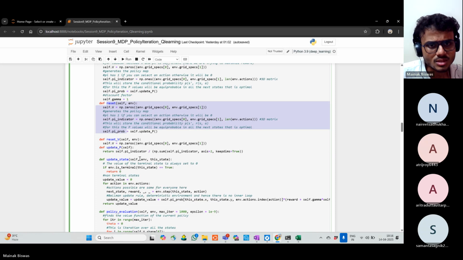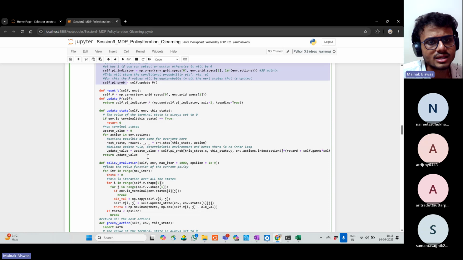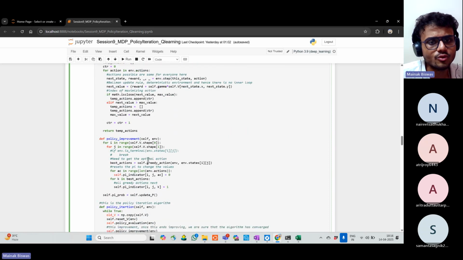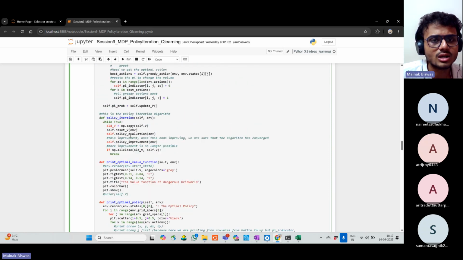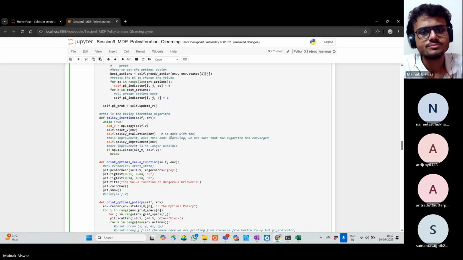Let us see the state update. How will we do the state update? Let's go to the policy iteration algorithm first. What does the policy iteration algorithm say? You copy the previous v, you reset the value of v, and do a policy evaluation. This evaluation is done with the current policy fixed.